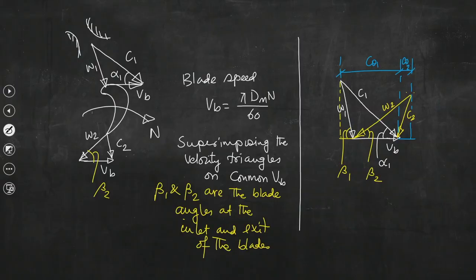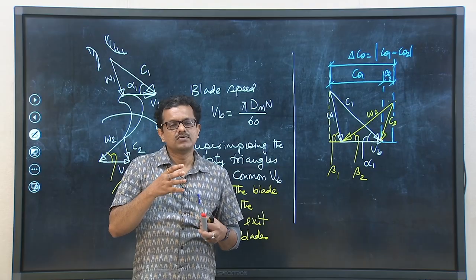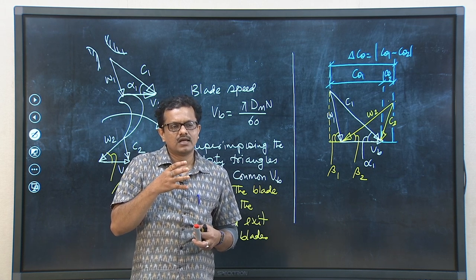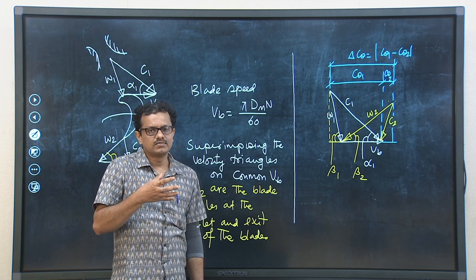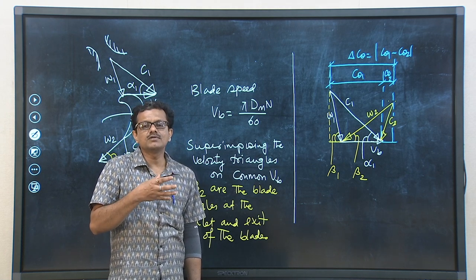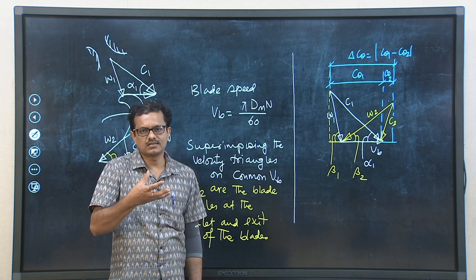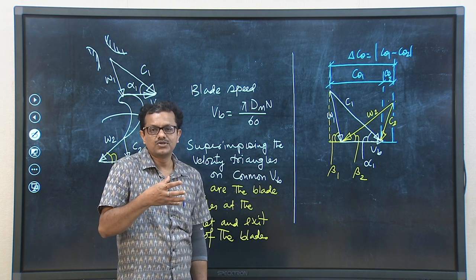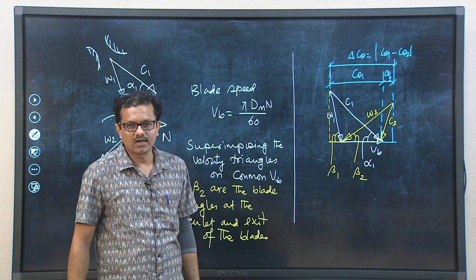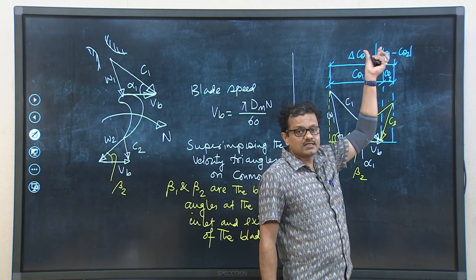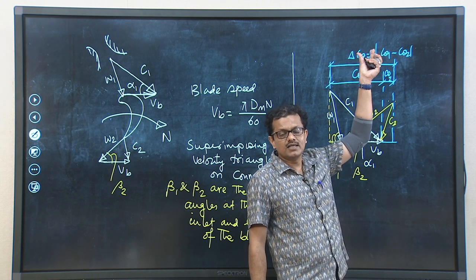Now, delta C theta is equal to C theta 1 minus C theta 2. So, the change, or the difference, in the tangential component of absolute velocity is responsible to produce tangential thrust, and that thrust would give rise to the torque and we will be getting work. So, this quantity is very important to estimate the work done by the jets on the blades.